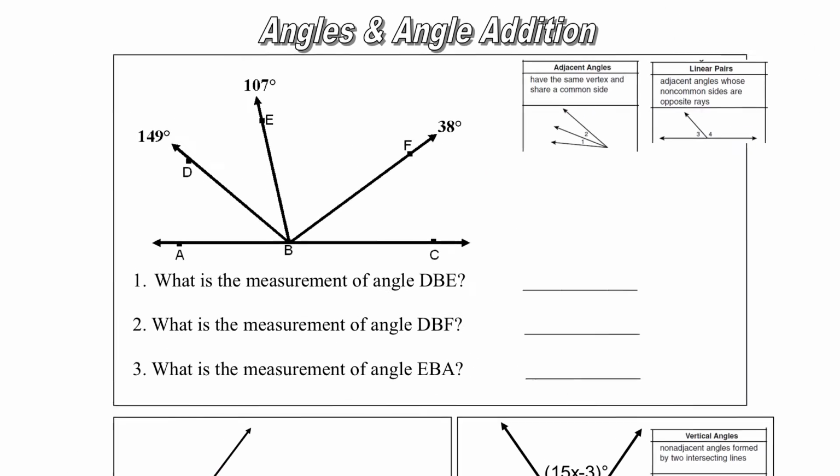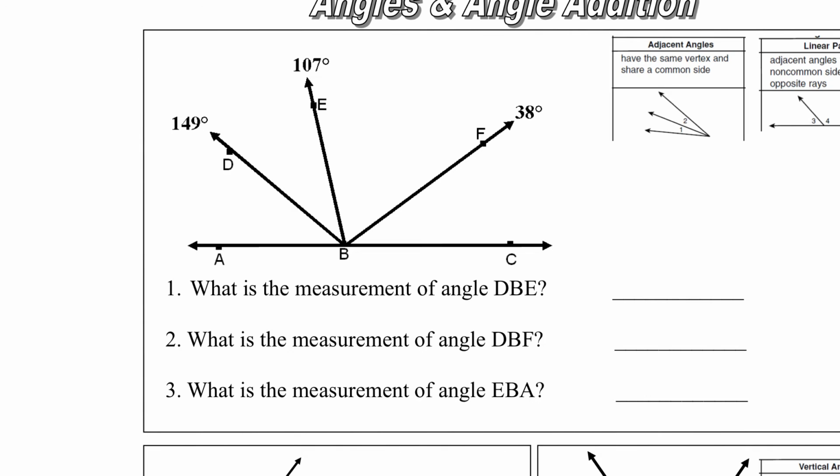So on this one right here, it's asking for the measurement of angle DBE. All right. So DBE is this angle right here. Now, the way this works is it's starting at 0 degrees here and it's counting this direction. It doesn't have to count this direction, it could go the other way, but on this one, that's the way it's working. It goes 0, 38, 107, 149. How many degrees would this be? It would be 180 degrees.